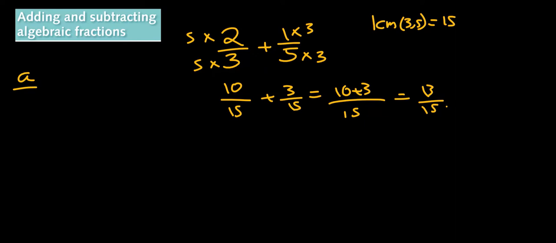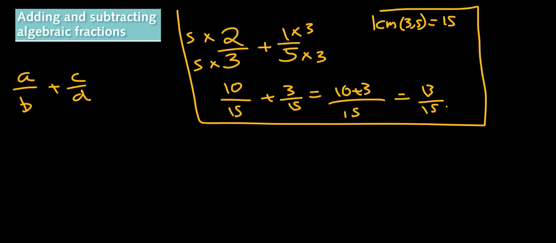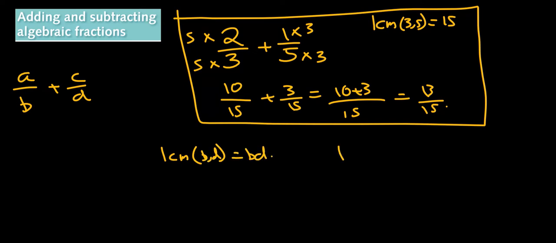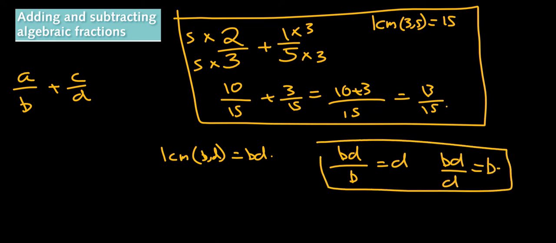algebraic fractions. Say we get a over b plus c over d. The lowest common multiple of b and d is bd, because bd divided by b is d, and bd divided by d is b. Remember your definitions of factors. If it divides perfectly, it's a factor.